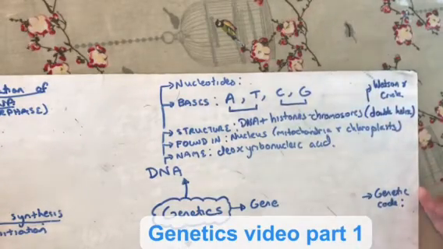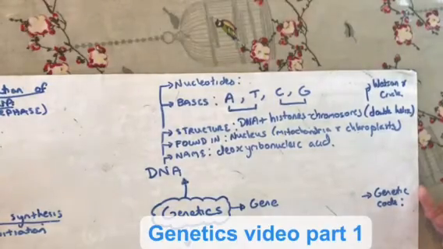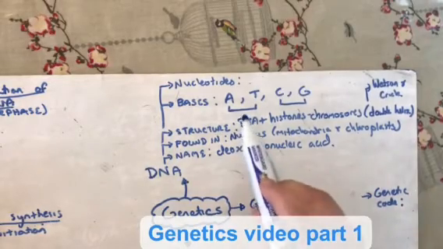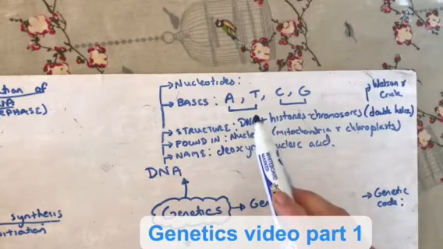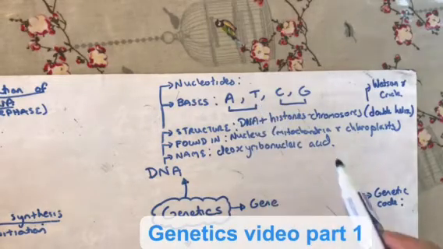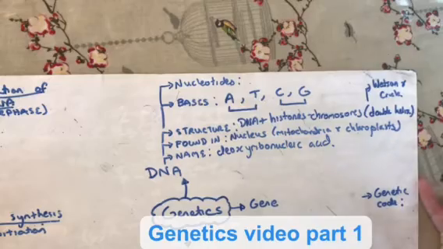So that's what holds the steps of the ladder together when you're looking at a double helix, those complementary base pairs. So you've got your purines, your adenine and guanine, and your pyrimidines, your thymine and cytosine, and you need to know how many hydrogen bonds hold them together.